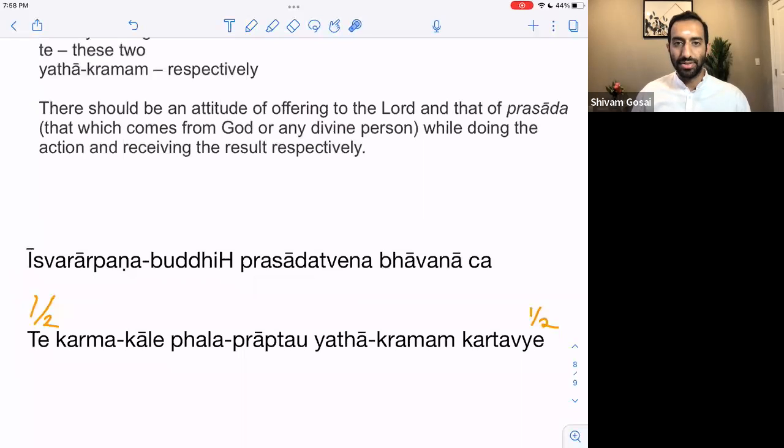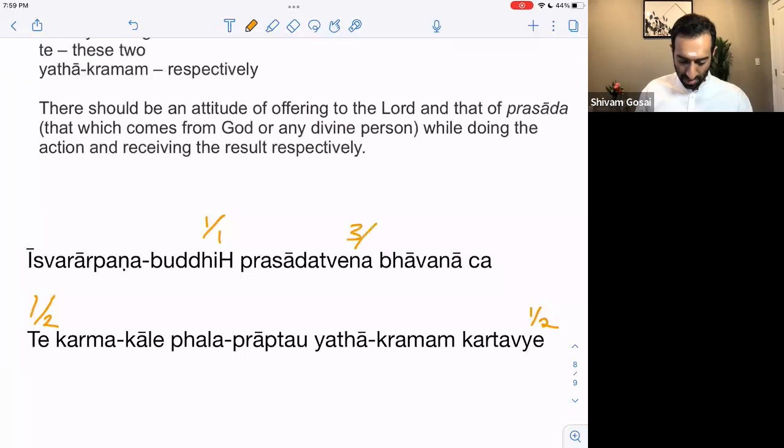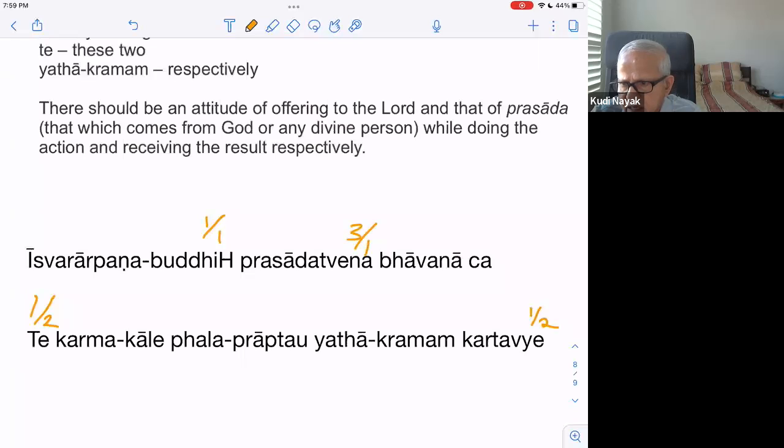Does anybody want to give the cases for these words? We'll take someone new, so we haven't heard someone's voice. Sanjeevji? Ishwararpana buddhihi, that's one, like Harihi. Prasadatvena, is it 3-1? Yes, 3-1. Then bhavana. Cha is zero.